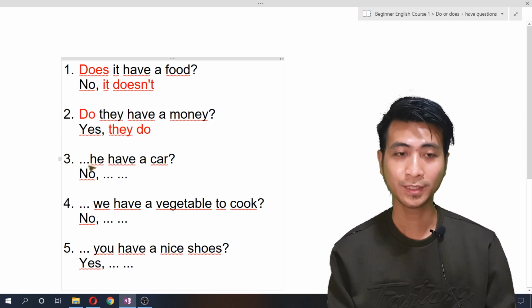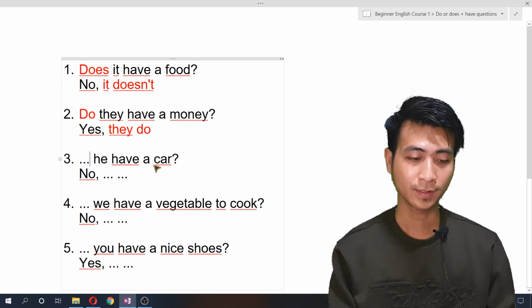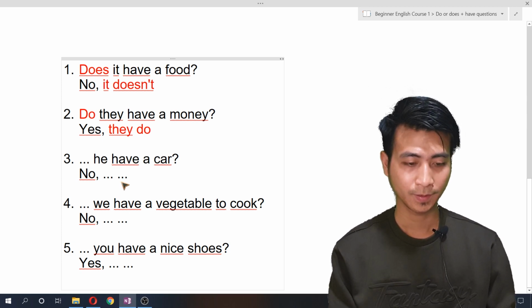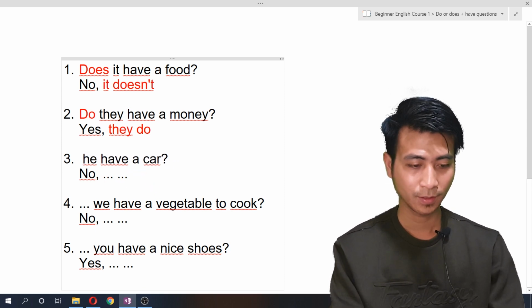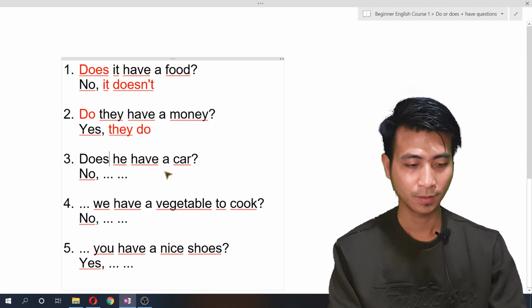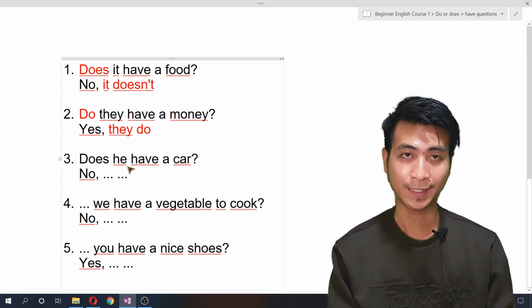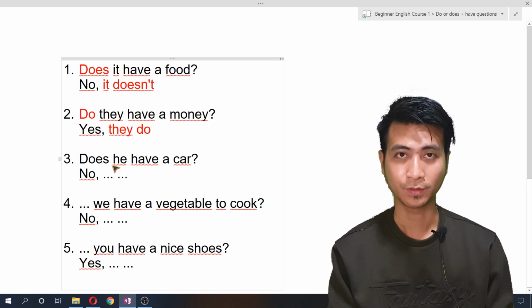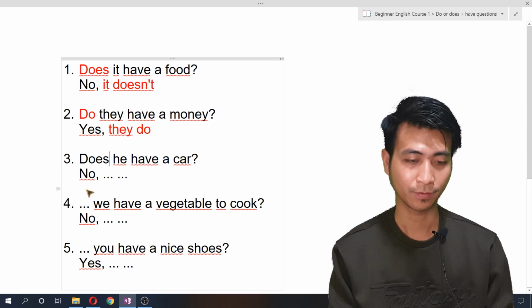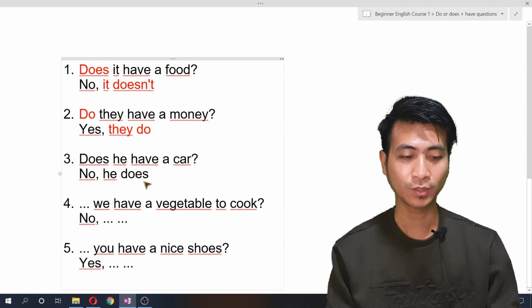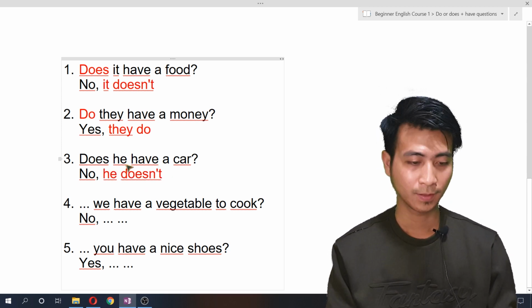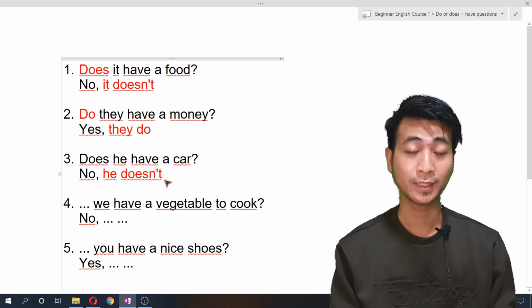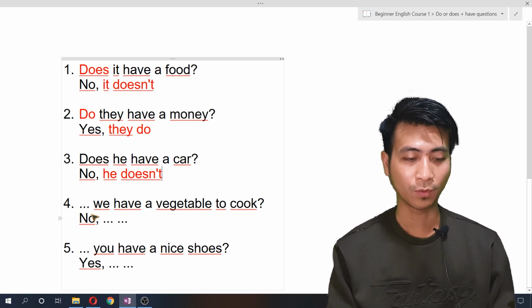Okay, next, number 3. Blank, he have a car. Okay, yes, no question. Using for have, we use does. As we can see, the subject is he, so he is the third singular person. We use does for a yes no question using for have, and the answer is no, he doesn't. We just use a contraction, doesn't. Does he have a car? No, he doesn't.